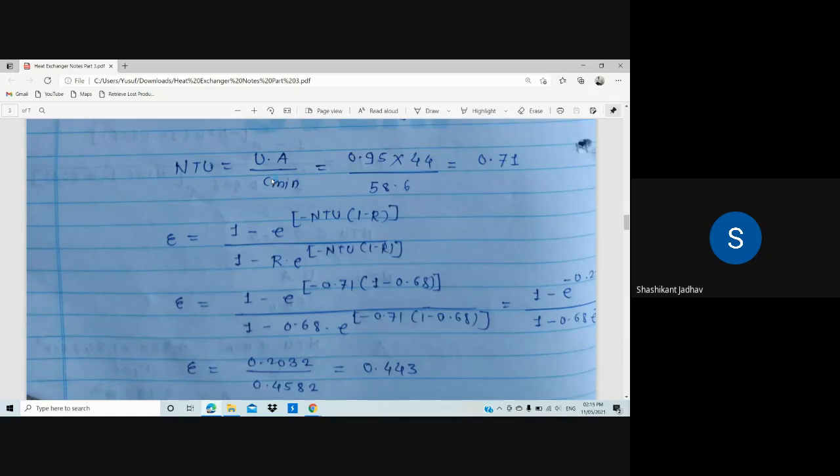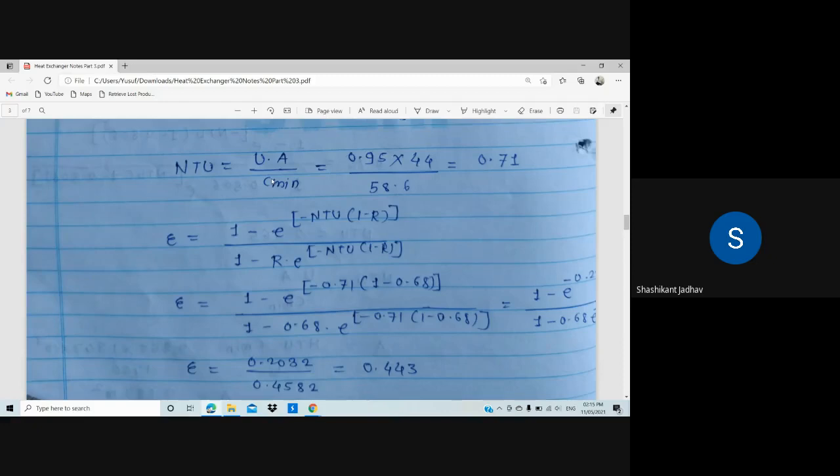Okay, so all of you do the calculation by yourself. First of all, we have to calculate the value of CH, then CC, then the relation, that is CH is less than CC. So C minimum is nothing but CH, C max is nothing but CC. From that we get the value of R. R is nothing but C minimum upon C maximum. So from that we get the value of R is equal to 0.68.